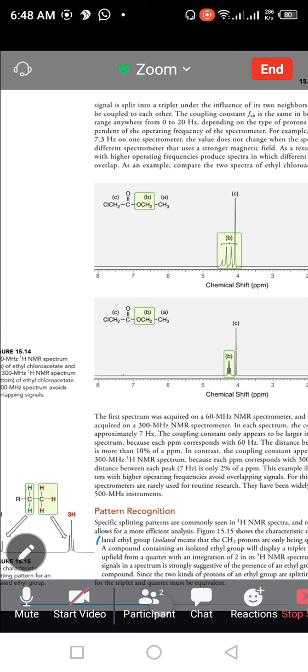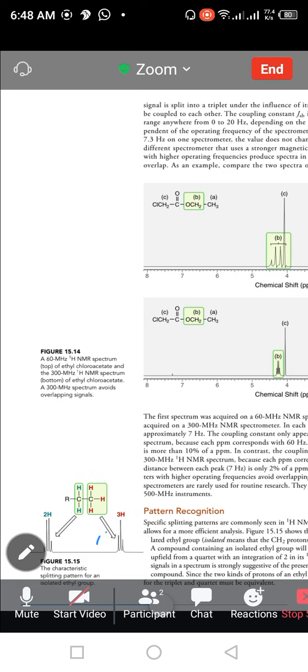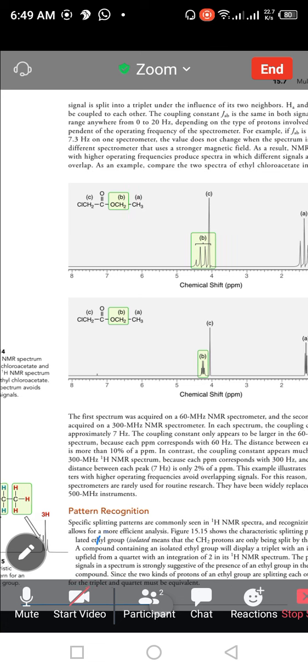So I think the coupling constant and splitting pattern multiplicity is sufficient for today. Any question?